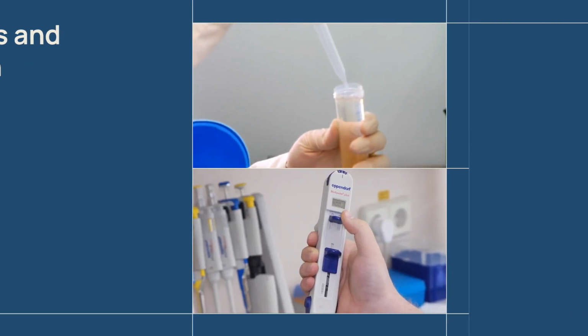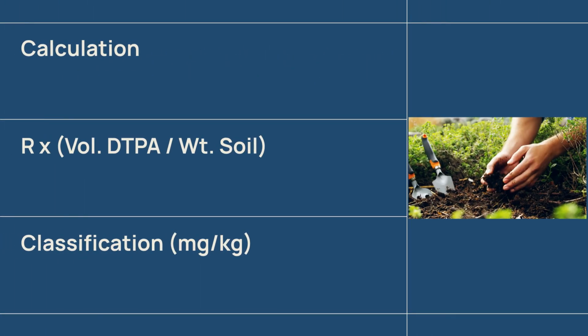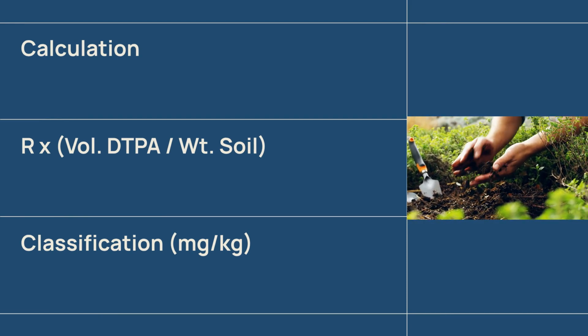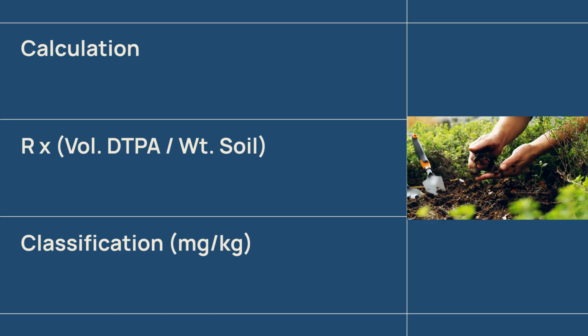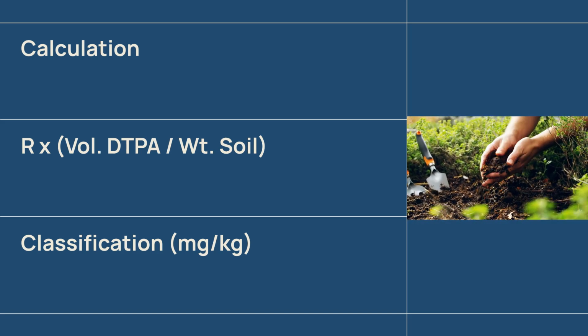get an accurate reading. Finally, let's look at how to interpret the results and provide recommendations based on the findings. Calculate the DTPA extractable micrometals in milligrams per kilogram using the formula R times the volume of DTPA added divided by the weight of the soil. Use the provided classification table to determine if the levels are low, medium, or high.